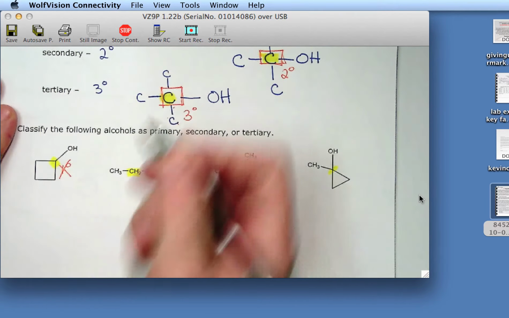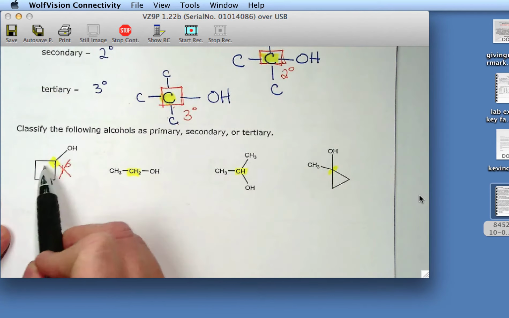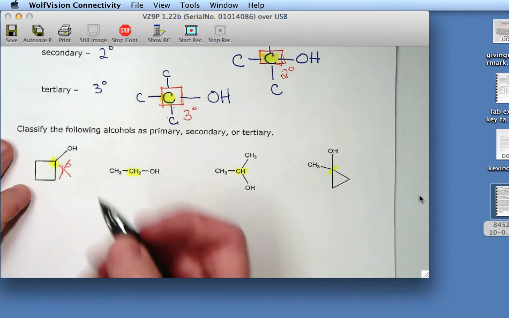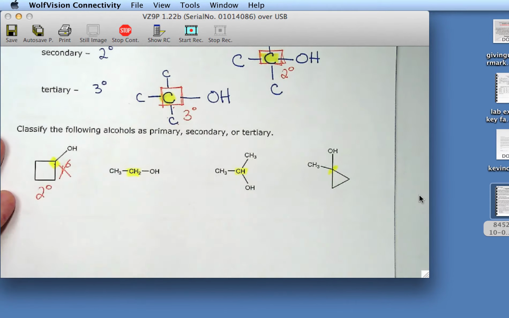Look at the carbon bearing the OH. How many non-carbon bonds is it? 2. So it makes it a secondary. Hopefully by making that mistake now, you'll be less likely to make that mistake on the quiz. Maybe it will jump out: oh, I got to remember.